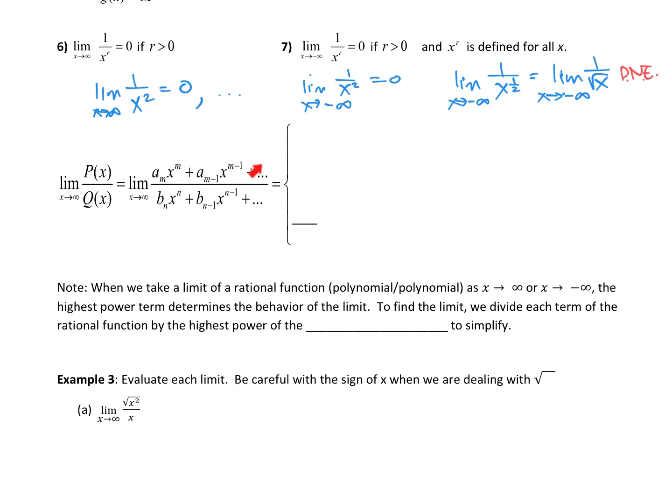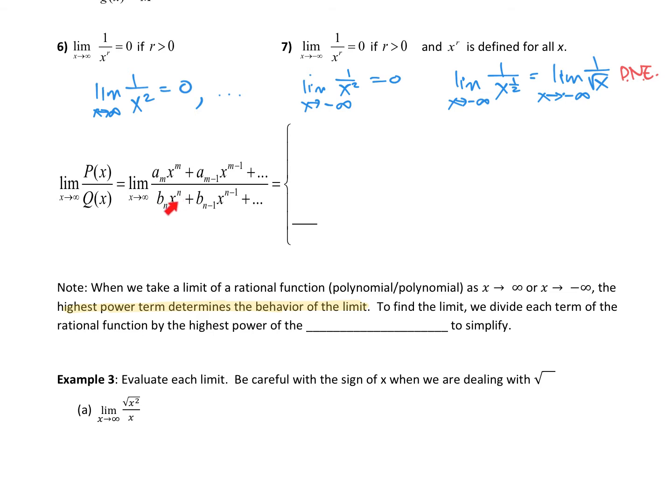So they have a polynomial on the top, polynomial on the bottom, and we're taking the limit as x goes to infinity. Basically, for that type of situation, the highest power term determines the behavior of the limit. So this is kind of important. Let me highlight this part here. The highest power determines the limit. So basically, you look at the highest power and see what happens.